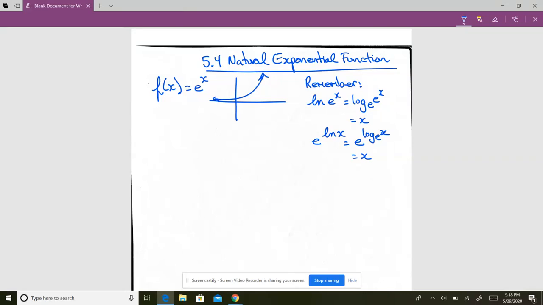Alright, everybody, we're on 5.4, the natural exponential function. Ignore the dryer in the background, hopefully.